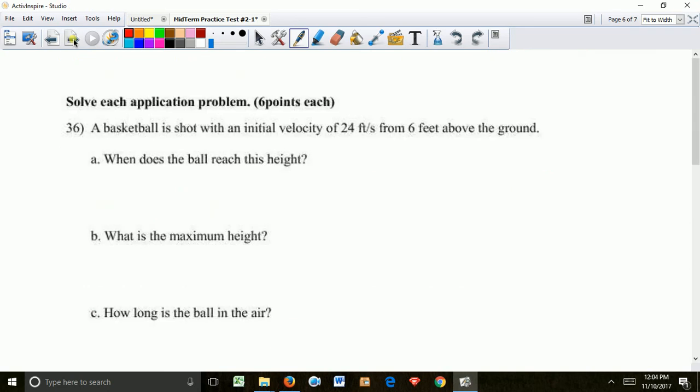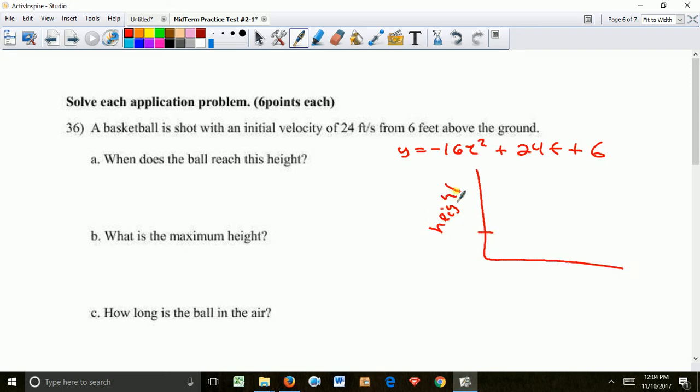All right, a basketball is shot with an initial velocity of 24 feet per second from 6 feet above the ground. So in this case, if you set up the equation first in physics, you get y is equal to negative 16 t squared plus 24t plus 6. When does the ball reach its maximum height? Well, if you draw a graph of this, we're shooting at a height 6 feet from the ground. The x-axis is the time.